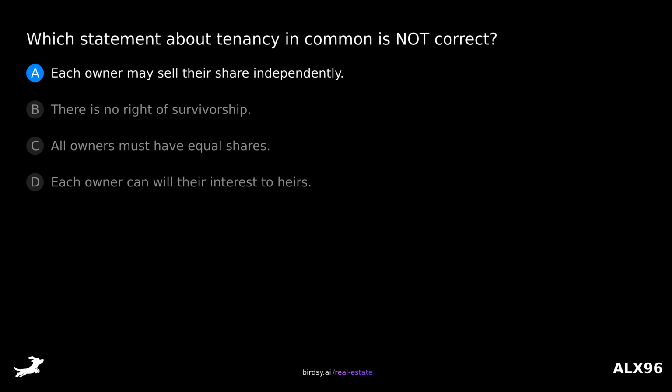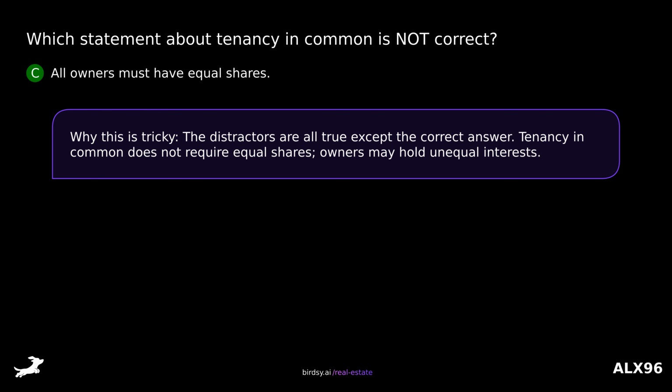Which statement about tenancy in common is not correct? Is it A, each owner may sell their share independently? B, there is no right of survivorship? C, all owners must have equal shares? Or D, each owner can will their interest to heirs? The correct answer is C, all owners must have equal shares. Why this is tricky? The distractors are all true except the correct answer. Tenancy in common does not require equal shares. Owners may hold unequal interests.